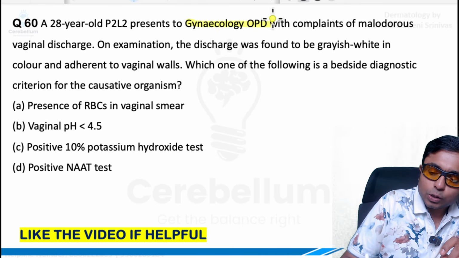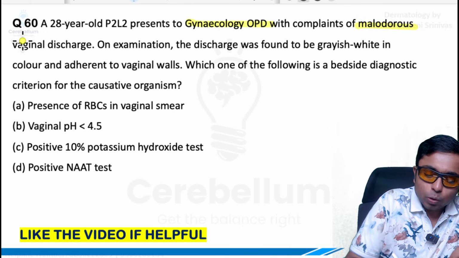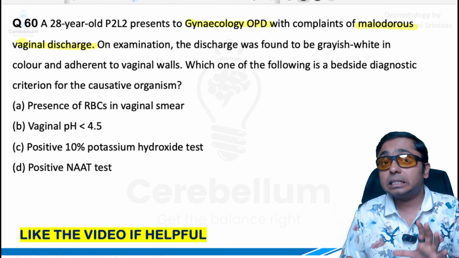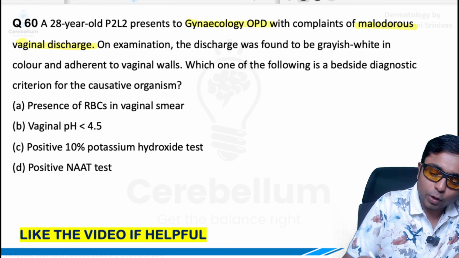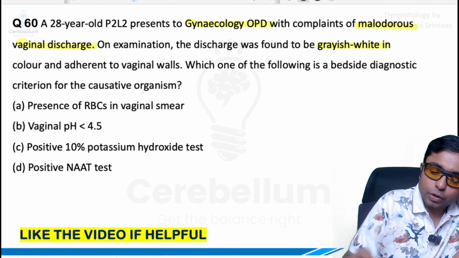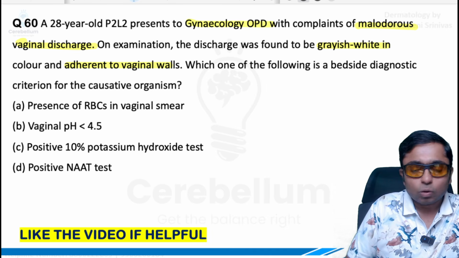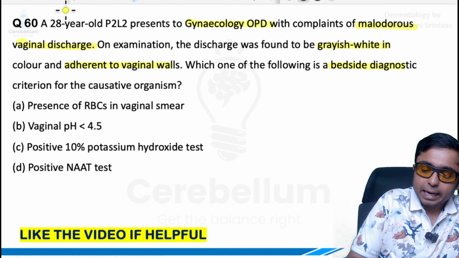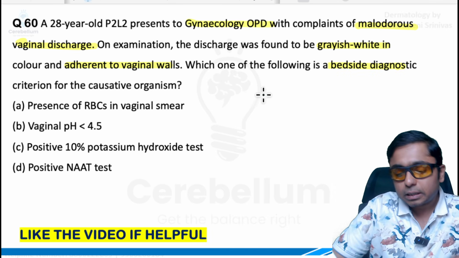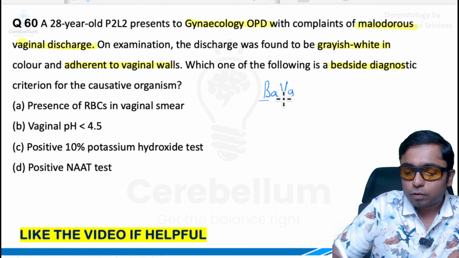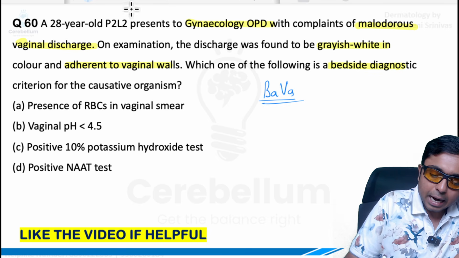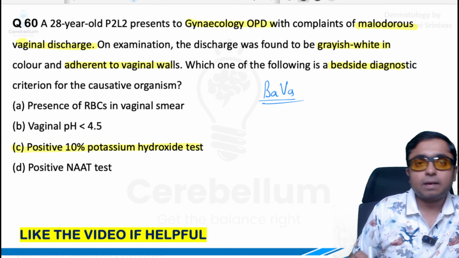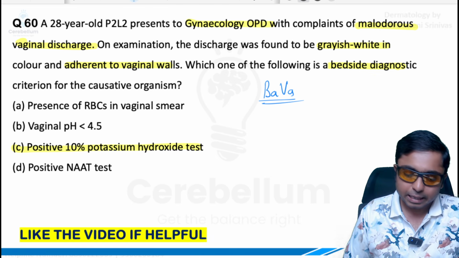Gynecology OPD, a patient is coming with malodorous vaginal discharge. Again, a vaginal discharge related question, a very important topic. The discharge is grayish white and adherent to the vaginal walls. So what is the bedside diagnostic test? Remember, with all these clues, the diagnosis you need to think of is bacterial vaginosis, and among the following, obviously it is the whiff test, which is a simple bedside test that we can perform.